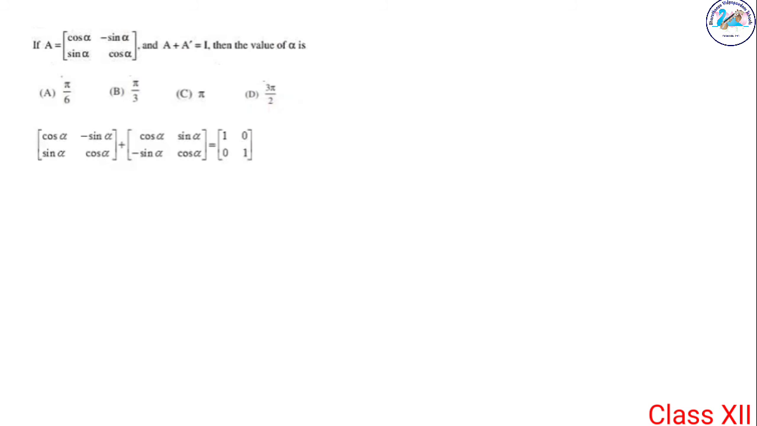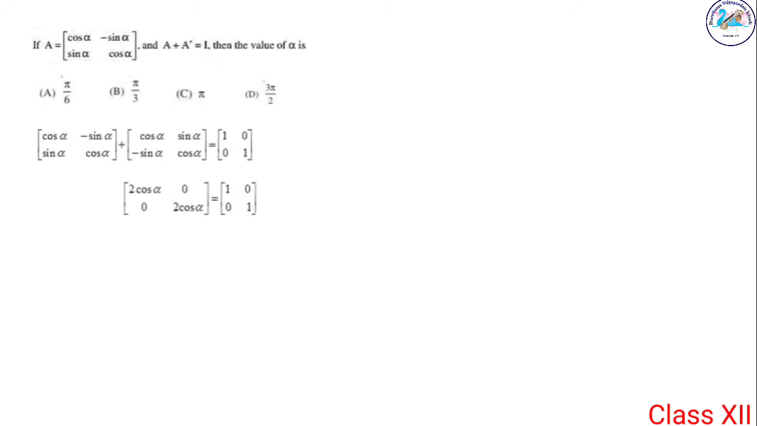Move on. Next question: if A is equal to the matrix cos alpha, minus sin alpha, sin alpha, cos alpha, and A plus A transpose is equal to I, the identity matrix, the value of alpha is: pi by 6, pi by 3, pi, and the last option is 3 pi by 2. So we have to take A plus A transpose, that is A is here, its transpose we have to take, equal to I, the identity matrix of second order, that is 1 0 0 1.